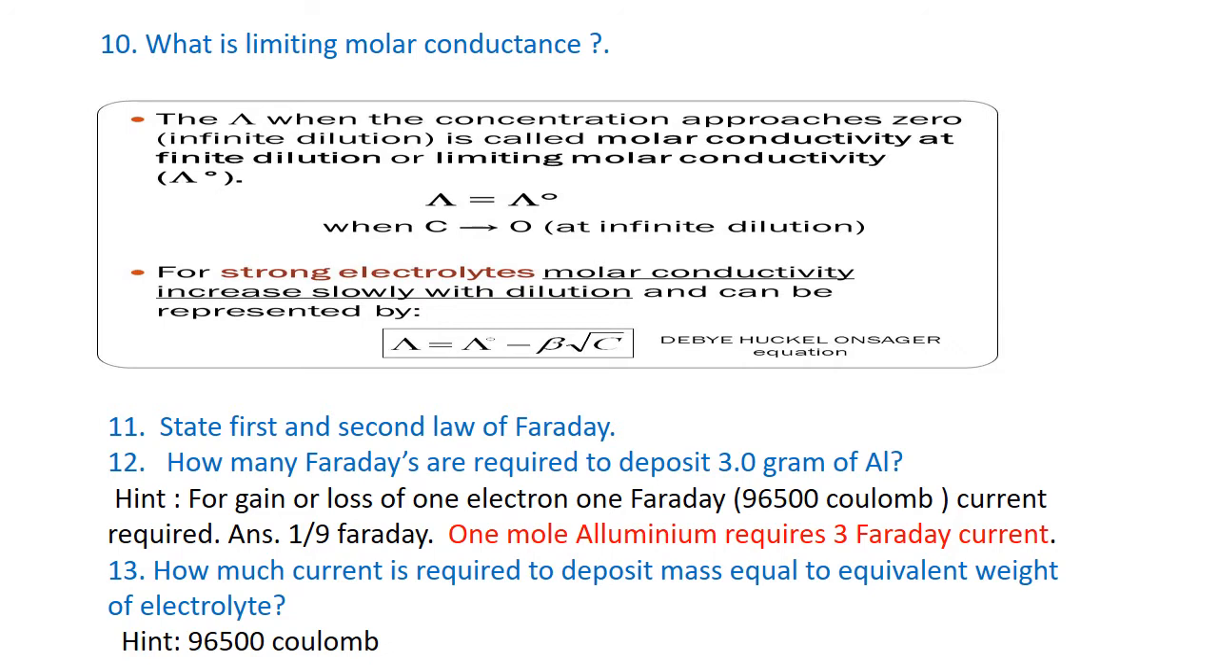Question number 13. How much current is required to deposit mass equal to the equivalent weight of an electrolyte? You must remember that 1 gram equivalent weight requires a current of 96500 coulomb, or 1 Faraday.